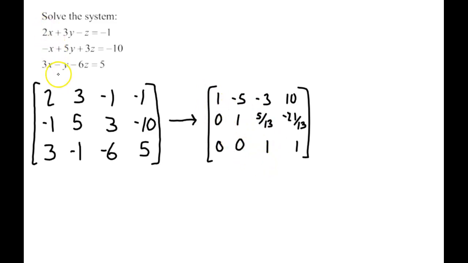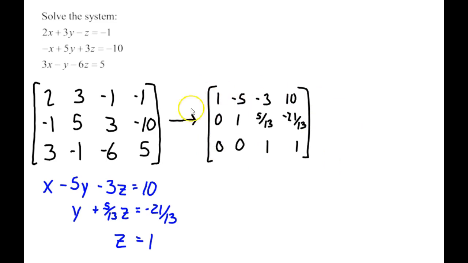So first, when we wrote this in matrix form, these are the coefficients in front of our x terms. These are the coefficients in front of our y terms. These were the coefficients in front of our z terms, and then these were the constants by themselves. Now we're going to use those same ideas, except use the matrix that is in row echelon form.